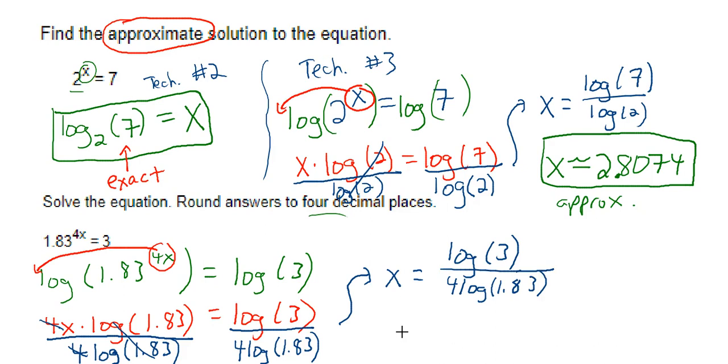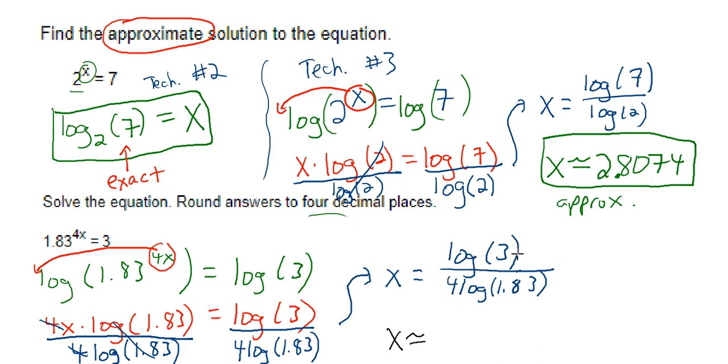That's still an exact solution, but we want the approximate solution here, so we will plug this into our calculator. Now you need to be careful plugging this into your calculator, because if you just type in log base 10 of 3 divided by 4 log base 10 of 1.83, exactly how I just stated it, you won't get the right answer, at least for the calculator I'm using, because it's going to follow the order of operations. And since this is all multiplication and division here, it's going to treat those from left to right.